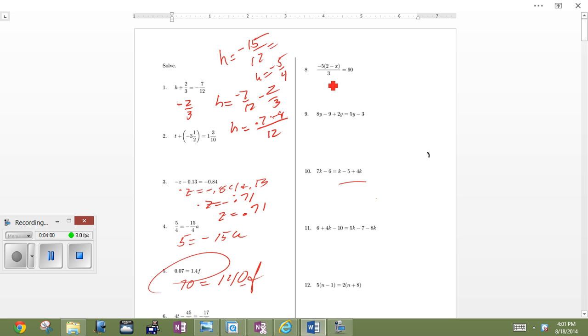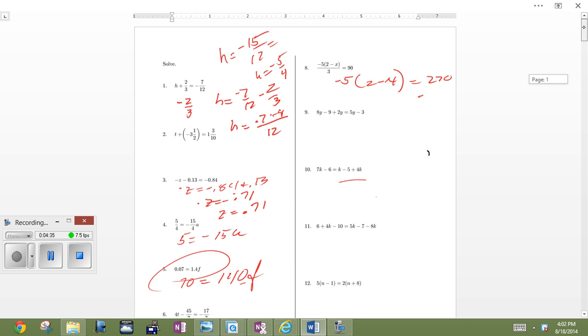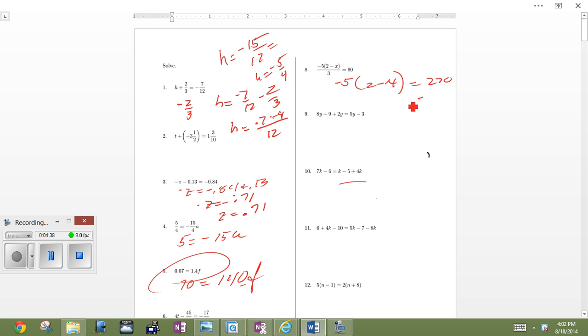Over here, I would multiply both sides by 3, which gives me -5 times (2 minus x) equals 270. Then I would divide by 5. I could distribute, but since it divides evenly, I'll divide by negative. And of course, positive divided by negative will be negative. We got 5 going into 270. 40 would be 200, and then 70 would be 14. So I guess it's 214, which is what that's going to be.